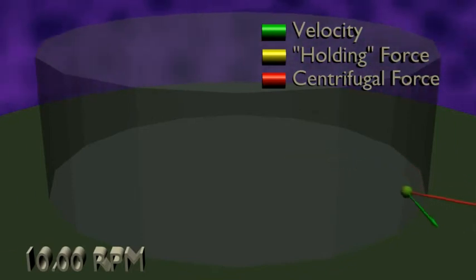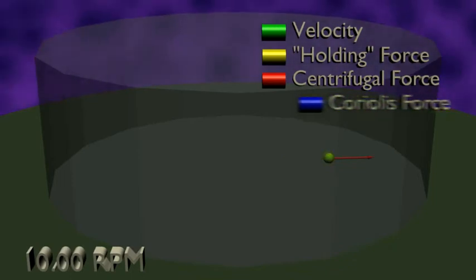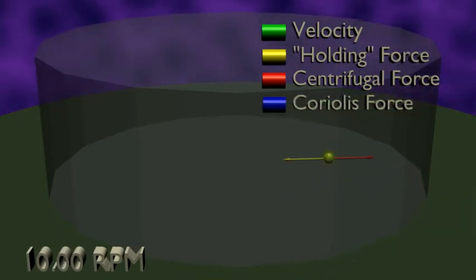A second force is required to explain the curved path we're really seeing. It's called Coriolis force. And unlike centrifugal force, Coriolis force doesn't care where in the room an object is. It only cares how fast the object is moving, and in what direction. If the object is still, it feels no Coriolis force.